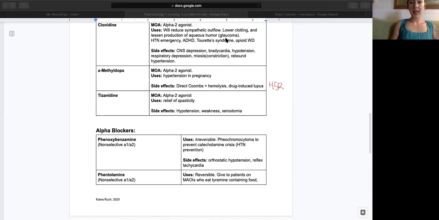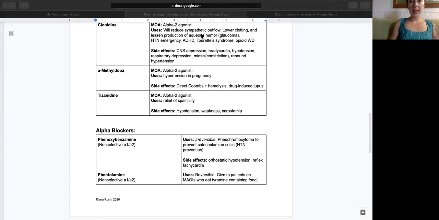Cool. All right, next. Tizanidine. It's an alpha-2 agonist. It relieves spasticity, and side effects are hypotension, weakness, and xerostomia.